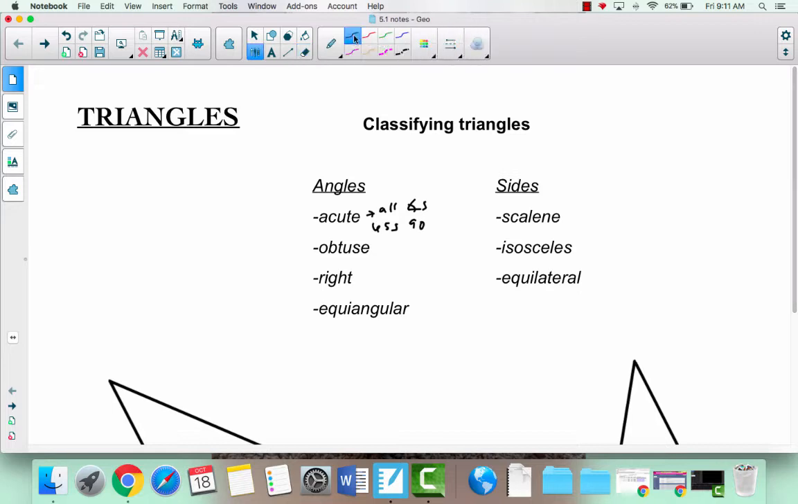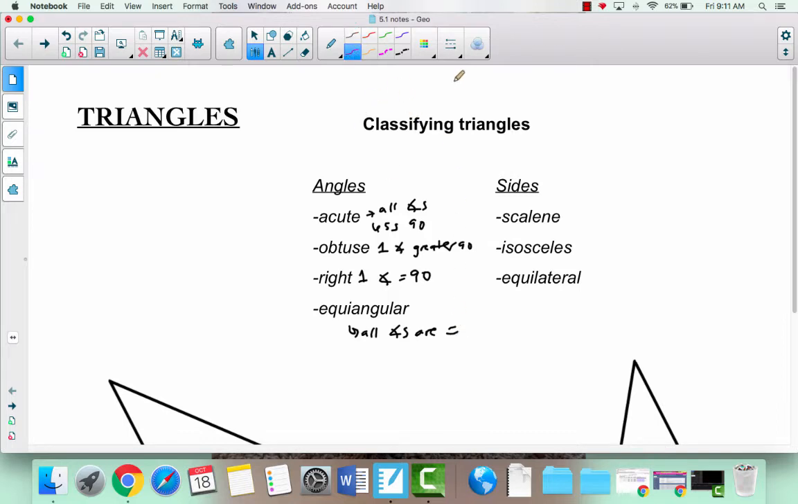So I'll put that there. So one angle that's greater than 90. And then a right triangle would be one angle that equals 90 degrees. And then equiangular, which may not be as familiar, this means that all the angles are equal. Okay? And in that case, it's going to be that they're all 60 degrees.